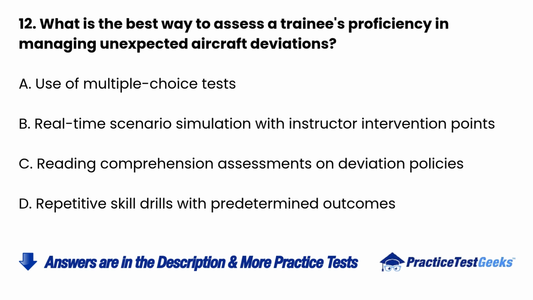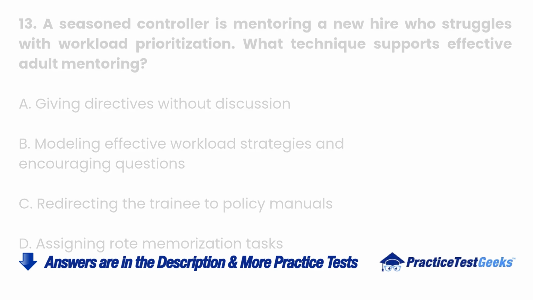12. What is the best way to assess a trainee's proficiency in managing unexpected aircraft deviations? A. Use of multiple choice tests. B. Real-time scenario simulation with instructor intervention points. C. Reading comprehension assessments on deviation policies. D. Repetitive skill drills with predetermined outcomes.